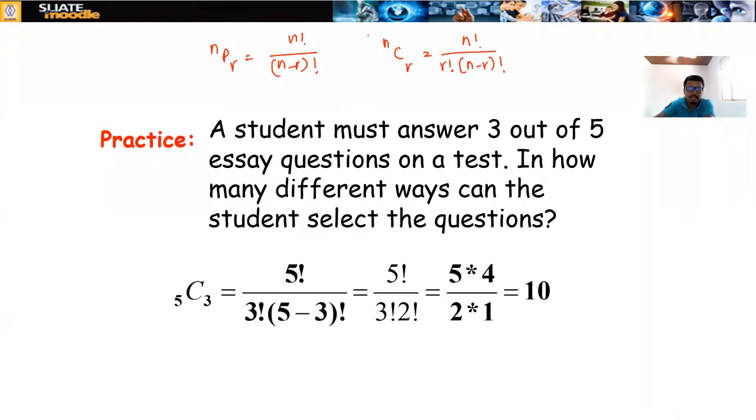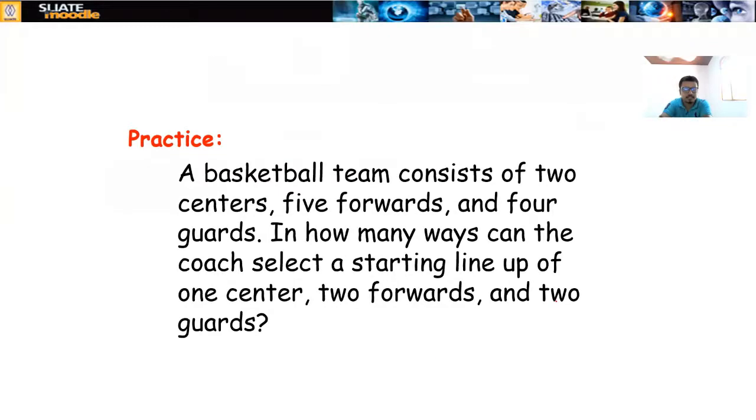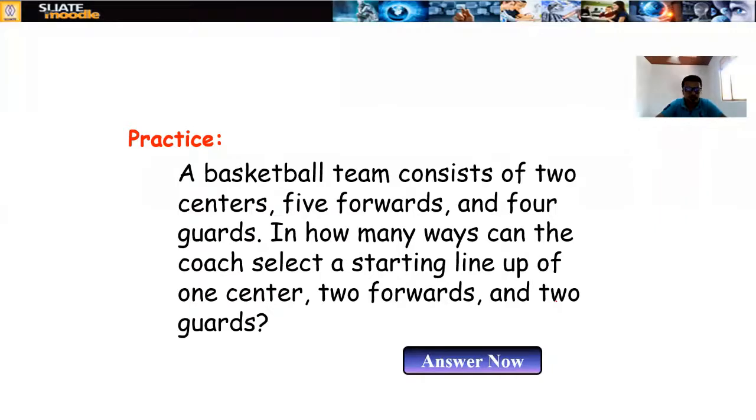So here it is NCR, right? 5C3. Directly you can take this answer from the calculator. 5C3 is 10. This one. Give me the answer for this one.